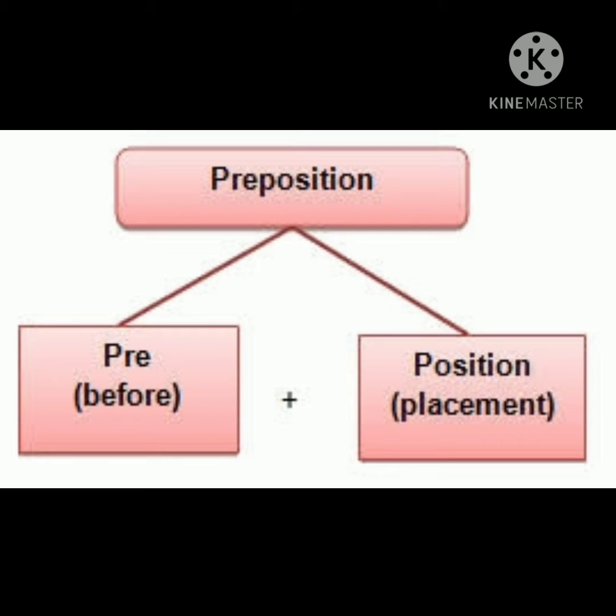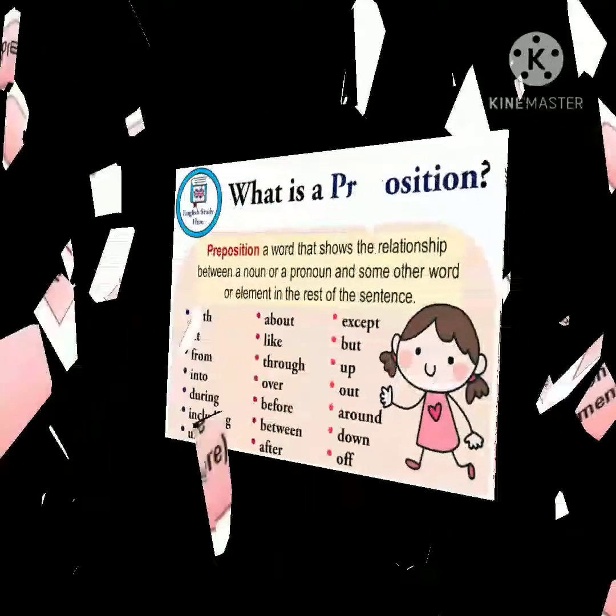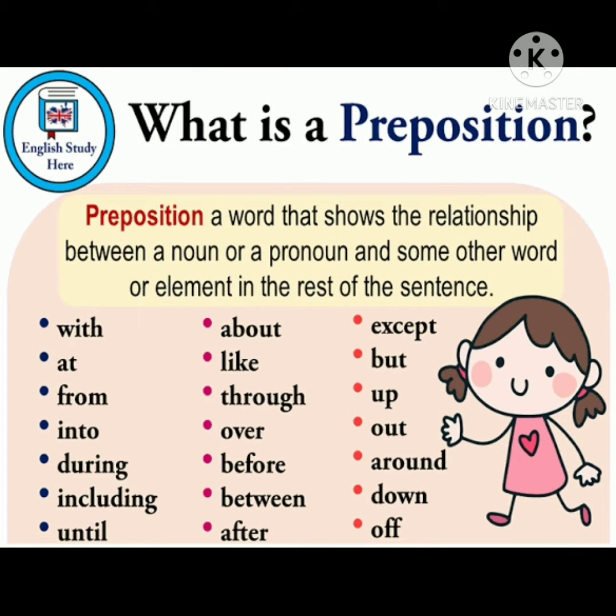Placed before what? Before the nouns. So, the easiest way to understand prepositions is that you must know that prepositions are the words which are placed before a noun, pronoun, or a noun phrase. Prepositions are the words which tell the relationship between a noun or pronoun to the other words in a sentence.